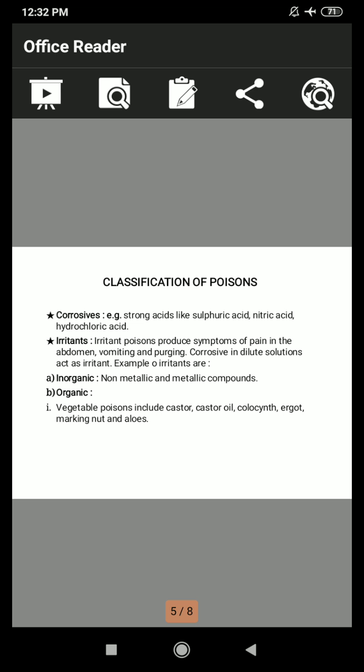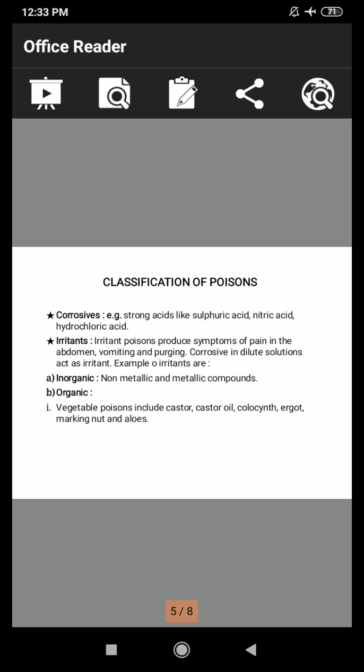In corrosives, a corrosive poison is simply a highly active irritant and not only produces inflammation but also acute ulceration of tissues. For example, strong acids like sulfuric acid, nitric acid and hydrochloric acid. Then irritants. Irritant poisons produce symptoms of pain in the abdomen, vomiting and purging. Corrosives in dilute solutions act as irritants.